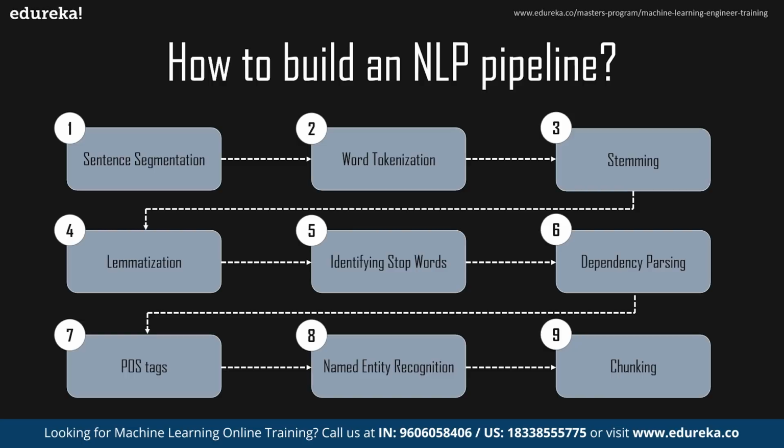A word has one or more parts of speech based on the context in which it is used. The eighth step is named entity recognition. Named entity recognition is the process of detecting the named entity, such as person name, movie name, organization's name, or location. The ninth step is chunking. Chunking is used to collect the individual piece of information and grouping them into bigger pieces of sentences.